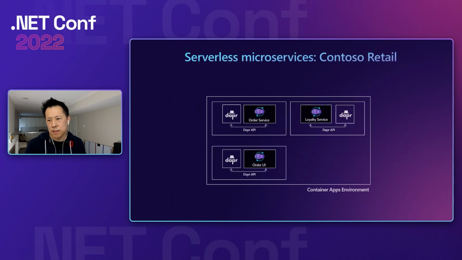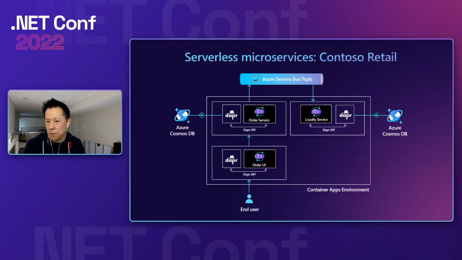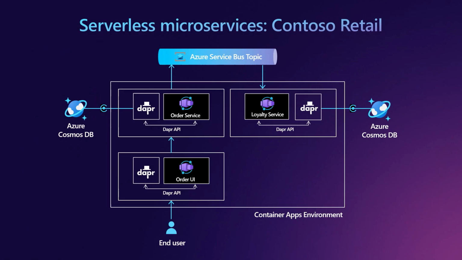And how Dapr fits in is that if you enable Dapr in your container apps environments and in your applications, we will run a Dapr sidecar next to your application. So now instead of the order UI talking directly to the order service, it's going to call the Dapr sidecar, and it's going to in turn call your other service, which is also running Dapr. And for the order service, instead of talking directly to Cosmos DB as its state store, or the loyalty service talking directly to Service Bus for its pub/sub, it's going to do this through Dapr.